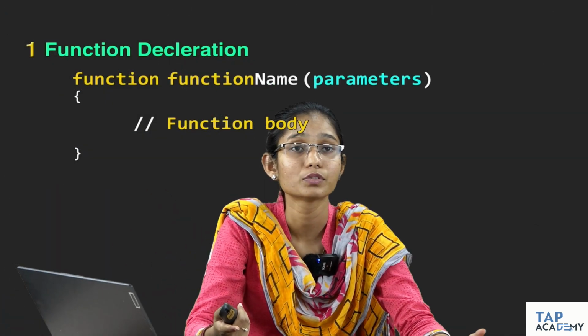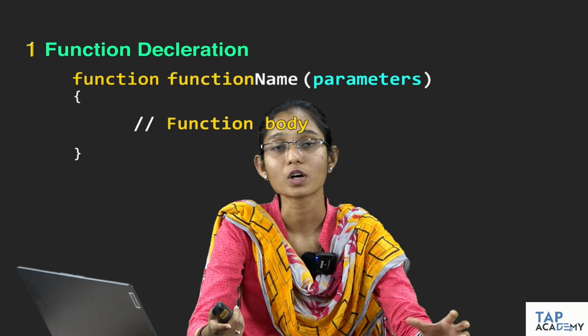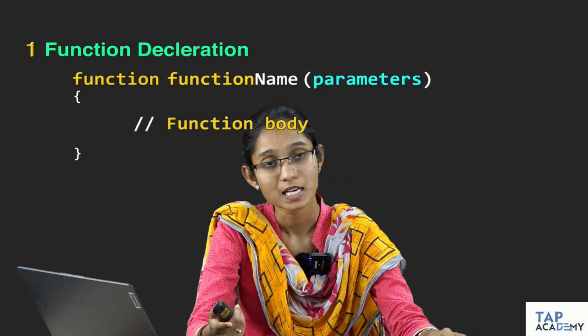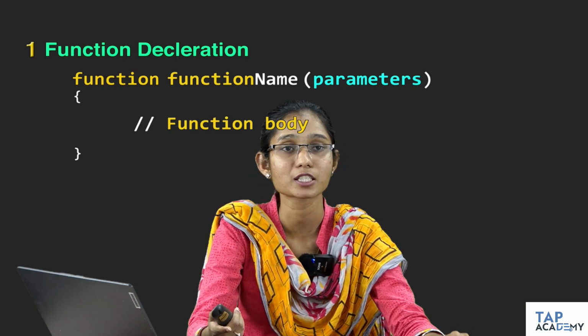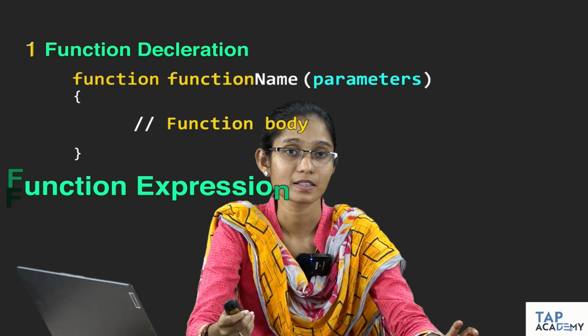So the second type of function which we have is the function expression. Whatever we have seen and performed in the function declaration, the same thing we can do in the function expression as well. Okay, so let us see that particular syntax as well.